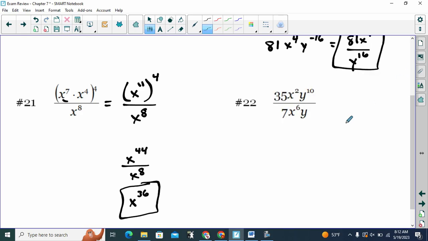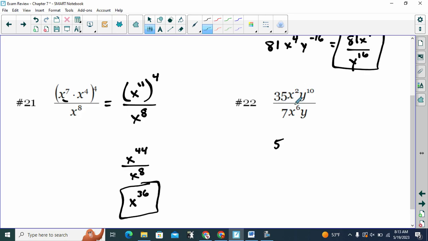Number 22, last one like this where we're using the properties of exponents. We are dividing two things. We've got 35x squared y to the 10th divided by 7x to the 6th y. When we divide, we subtract exponents. These are not exponents though. 35 divided by 7, we just divide those like we typically would. 35 divided by 7 is 5.